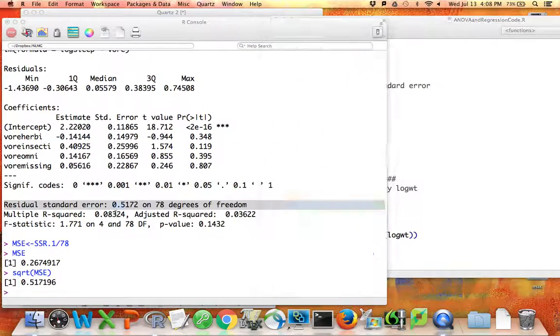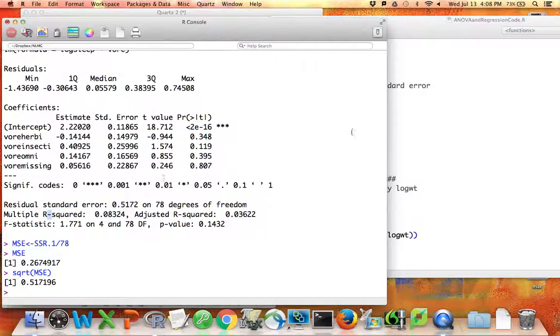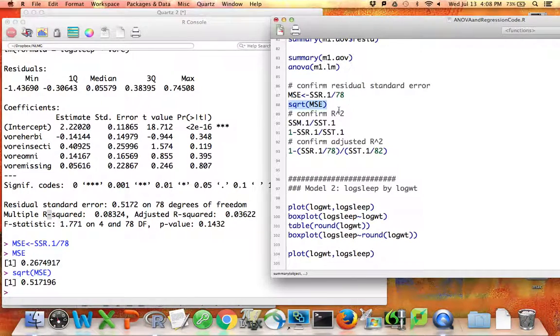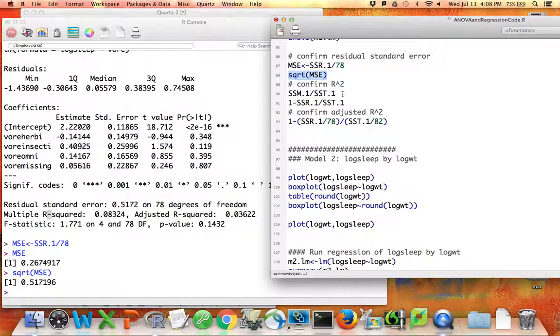What about R squared? Multiple R squared just means R squared. That word multiple contains no information. But one of the definitions of R squared is that it's the sum of squares due to the model divided by the sum of squares total.